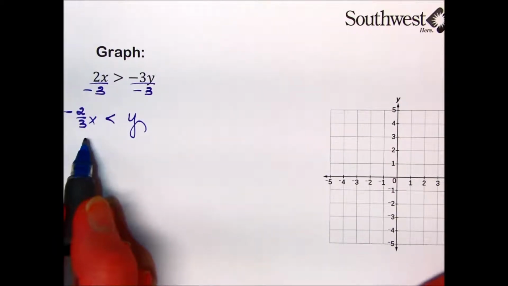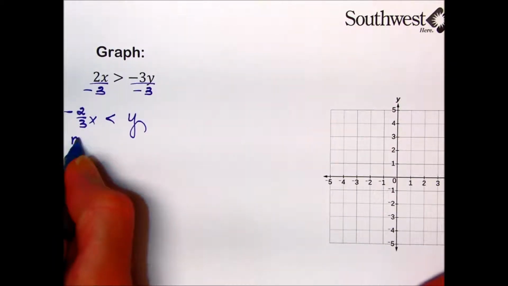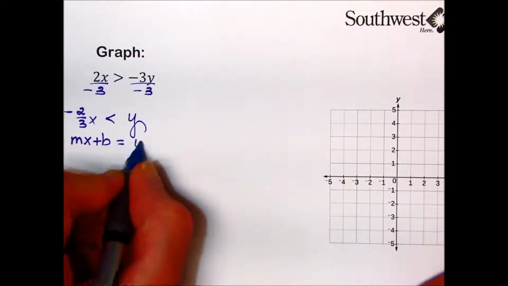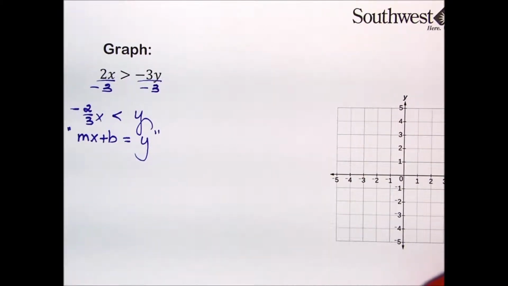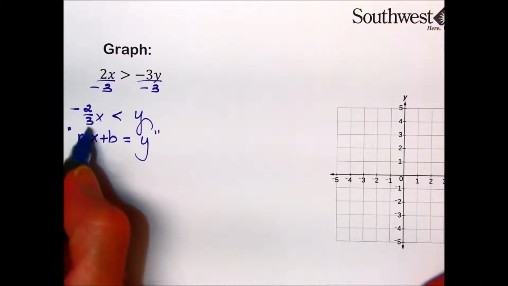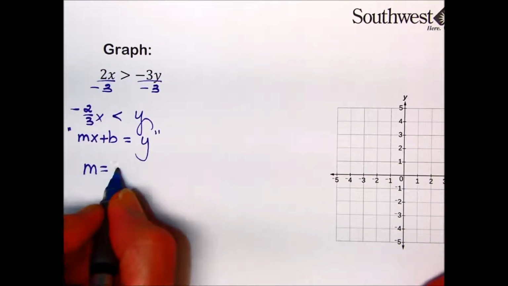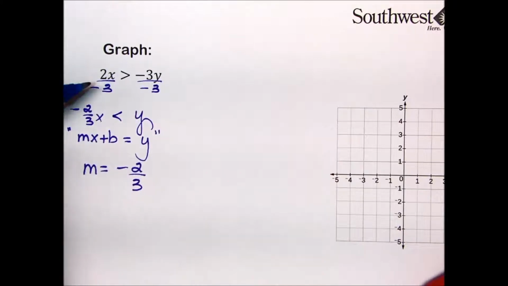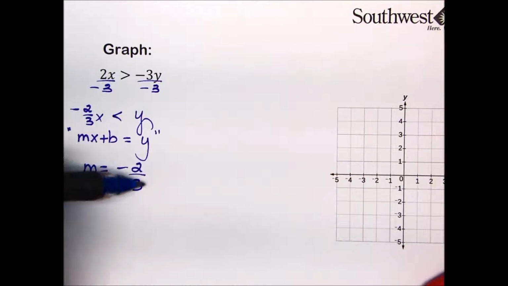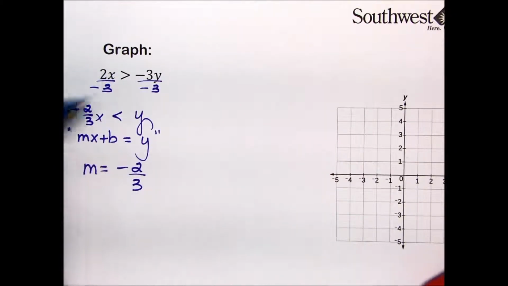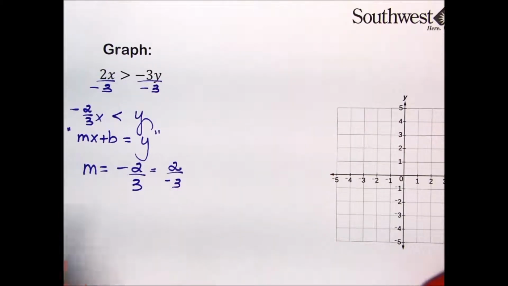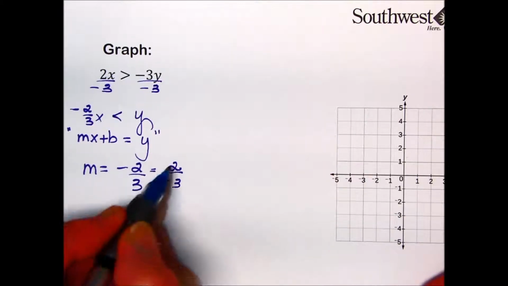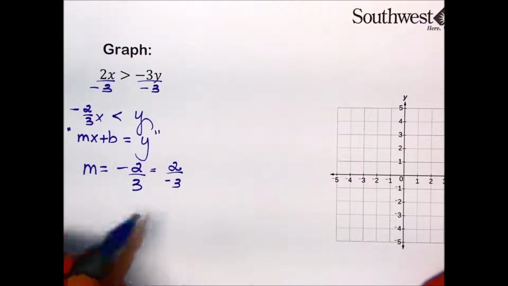Comparing this, I can either turn it around or leave it as is and put my mx plus b equal to y for our slope-intercept form to pull off the components that we need. The coefficient on our x term is our slope, and our slope turns out to be -2/3. If you look up here, I divided both sides by -3, and when I rewrote it, I floated that negative up to the numerator. I could have left it in the denominator. Ultimately, this is just a negative expression. When you take a negative divided by a positive or a positive divided by a negative, the result is negative.